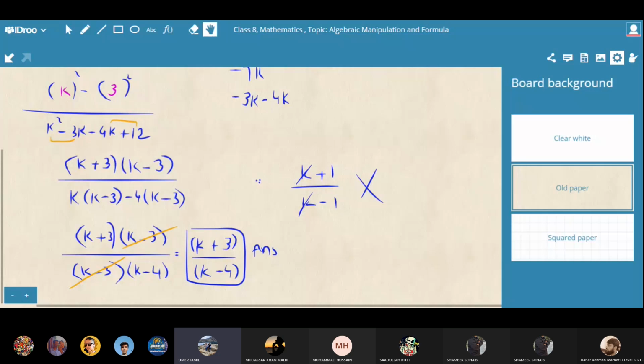So we will do the a square minus b square formula, which will form k plus 3 and k minus 3, upon. Then we will factorize and find the common term, which is k in the first one, which is k minus 3, and the other one is minus 4 bracket k minus 3. Then, when we have taken both of the common brackets and factorized, we will simplify k minus 3 with k minus 3, which will give our answer k plus 3 upon k minus 4.